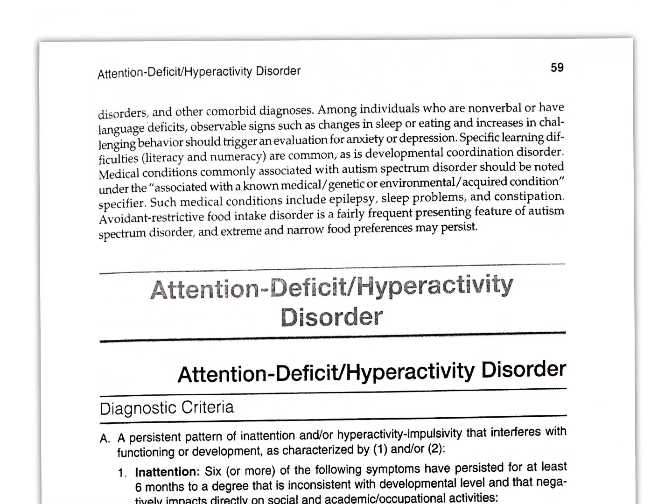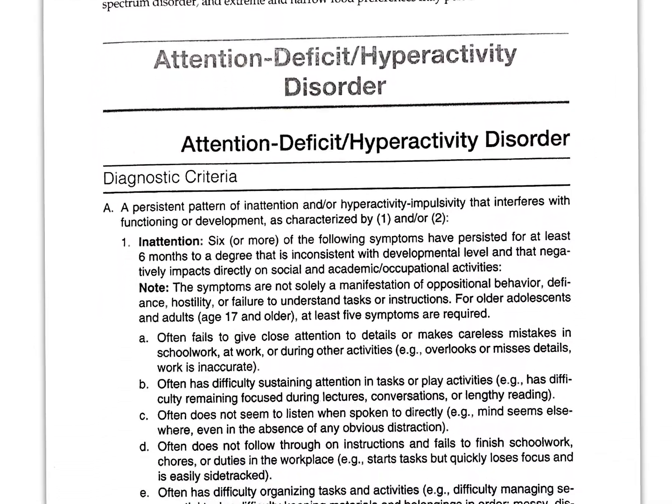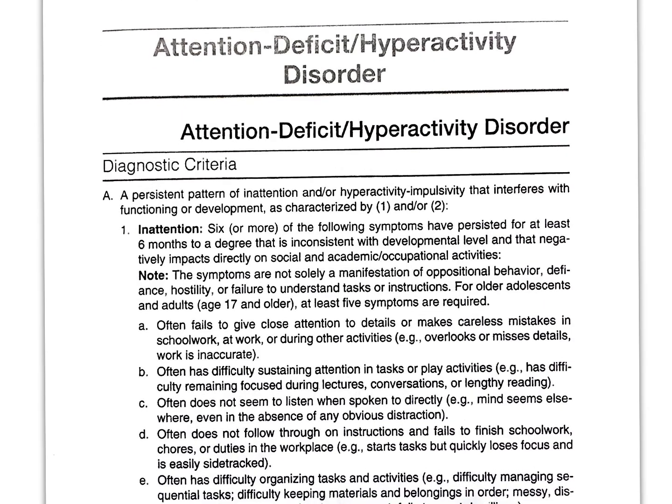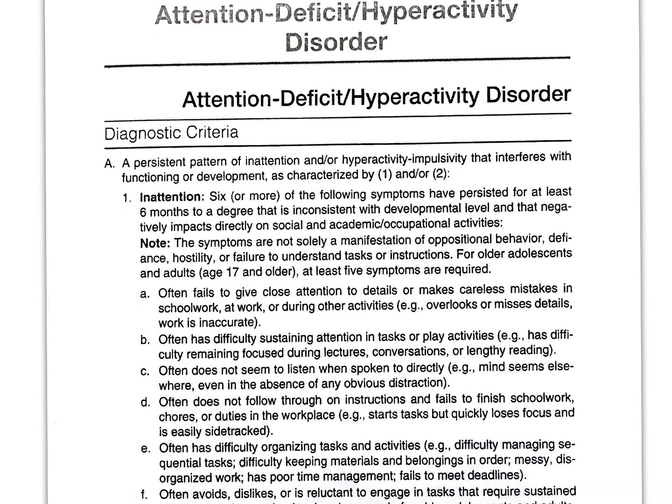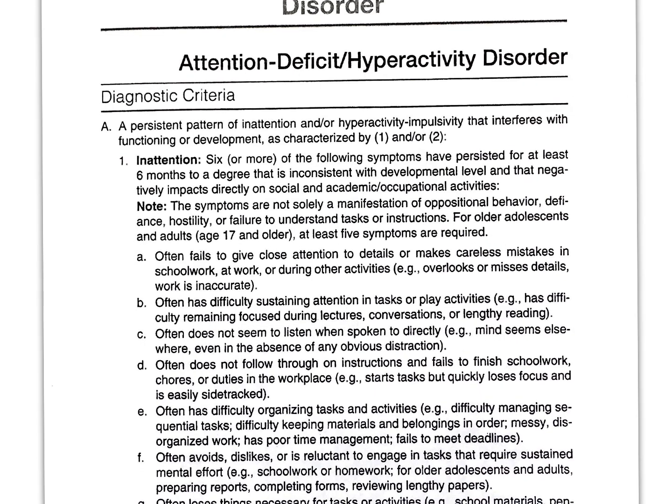This is on page 59 of your DSM-5. So you see the diagnostic criteria for ADHD. Part A, a persistent pattern of inattention and/or hyperactivity-impulsivity that interferes with functioning or development as characterized by 1 and/or 2. So it can be 1 and 2, or just 2. So 1 is the inattention. So if they meet only this type, then it's the inattentive type.